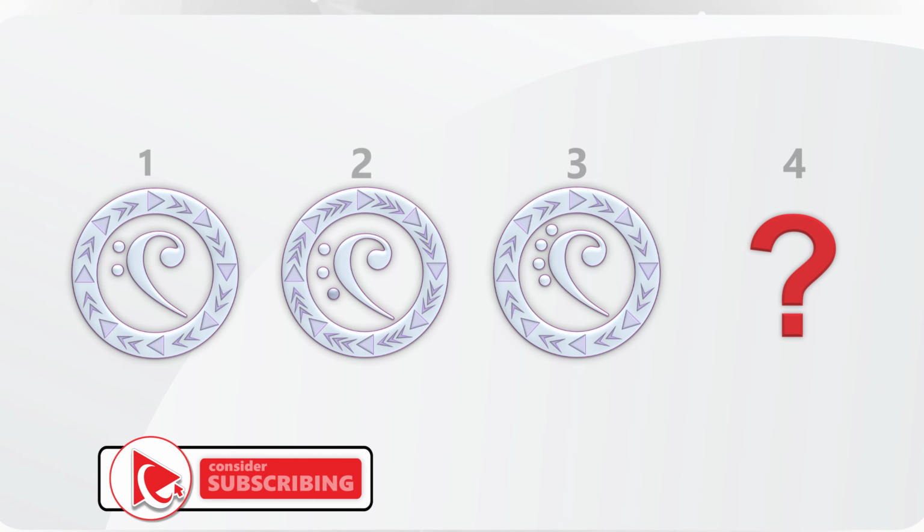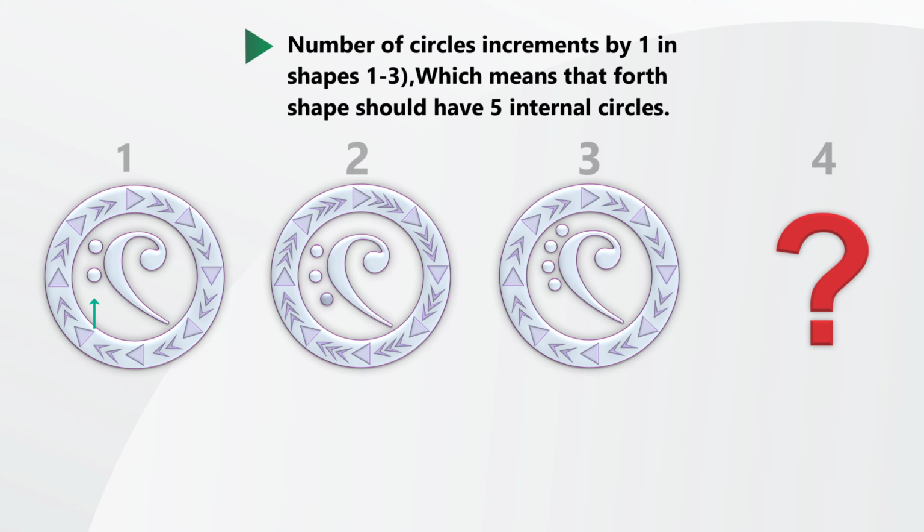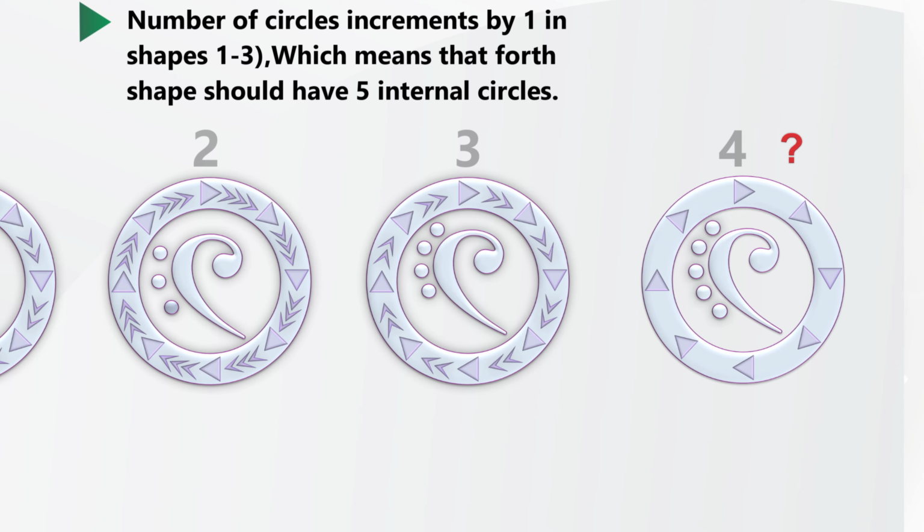This will help us to define the pattern. Number of circles increments by 1 in items 1 through 3. For example, item 1 has 2 circles, item 2 has 3 circles, and then item 3 has 4 circles, which means that item 4 should have 5 circles.